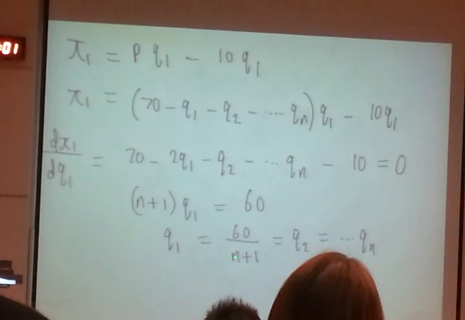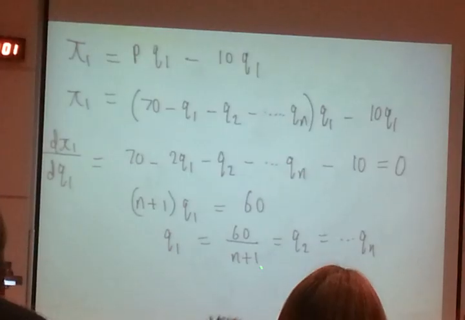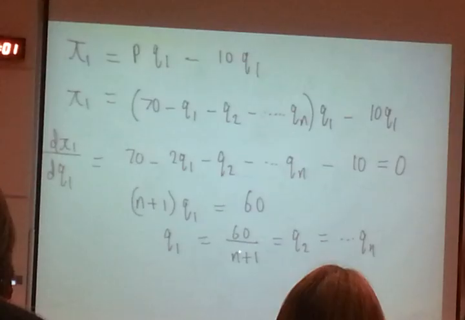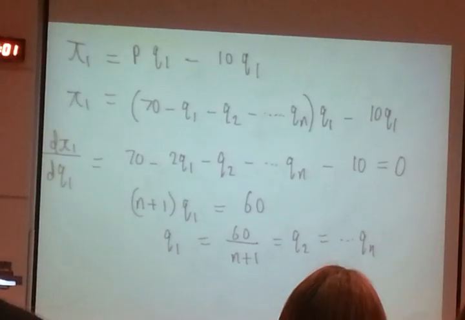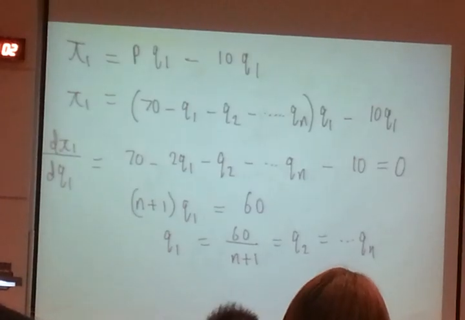Okay? So therefore, n is the number of firms. If there are two firms, Q1 will become how much? 20. 3 firms, how much? 15. If there are 1 million firms, 60 over 1 million and 1. Okay? That's fine. So the good thing about symmetry is this: you can use one equation to solve 1 million numbers. Okay?